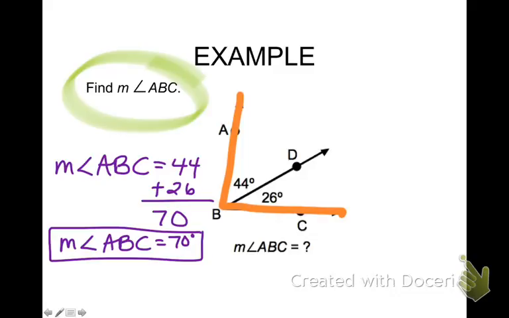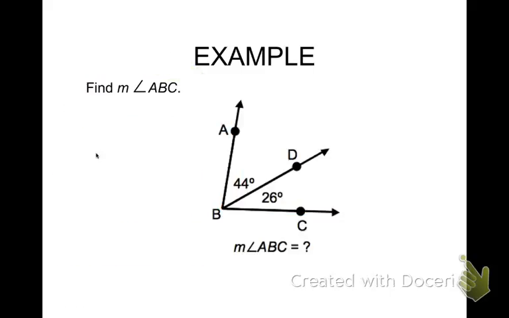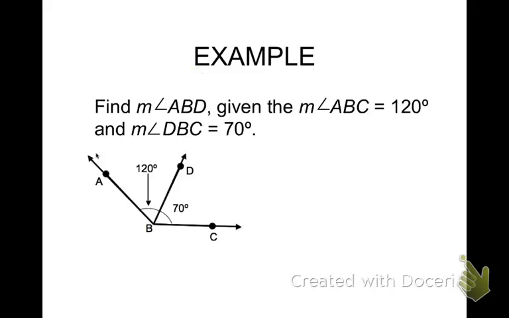All right, well, what if we're not given both halves? What if we're given a whole and a small part, like in the next example? Here it's telling me that angle ABC, the whole thing, is 120 degrees. Angle DBC is 70 degrees. How would I then find the measure of angle ABD, which is up here?